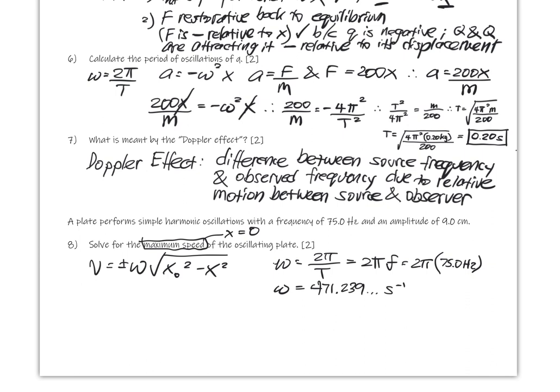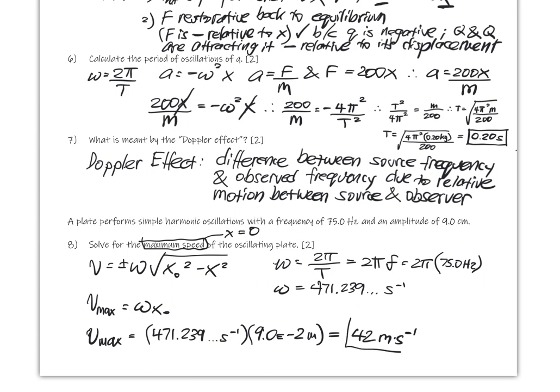If x is equal to 0, then Vmax is omega times the amplitude. And then, let's see, so amplitude 9 centimeters, that's 9 times 10 to the negative 2 meters. And we wind up with a maximum velocity of 42 meters per second, which is pretty fast. That thing must be oscillating pretty quickly. Actually, I think I changed the numbers here, and come to think of it, an amplitude of 9 centimeters with 75 hertz, that thing is shaking. So yeah, I guess the maximum velocity is 42 meters per second.